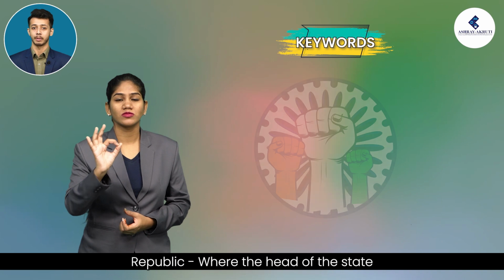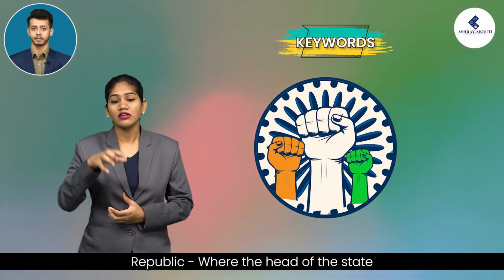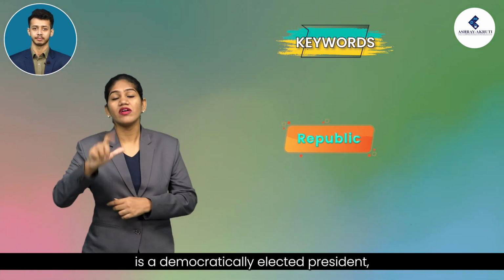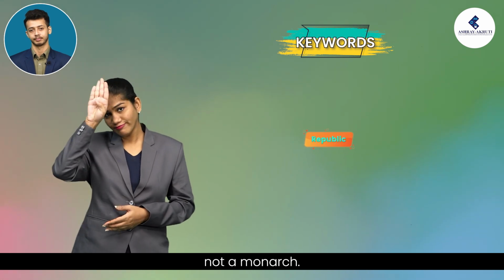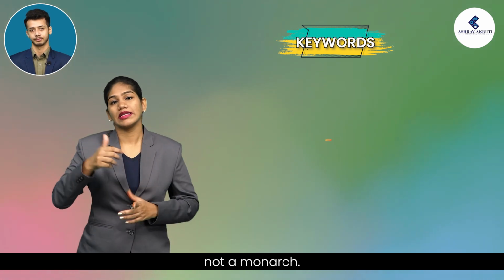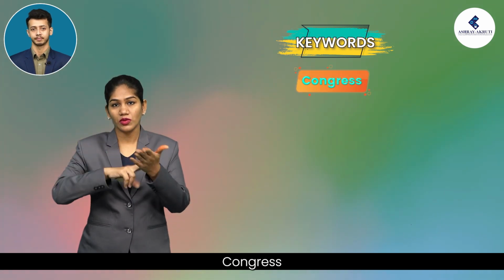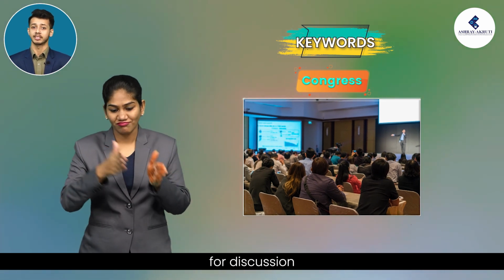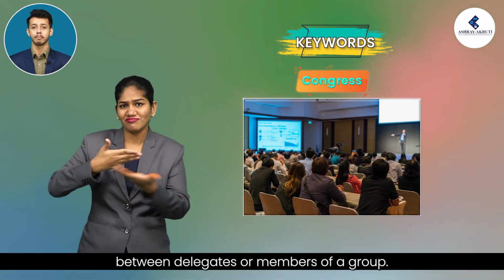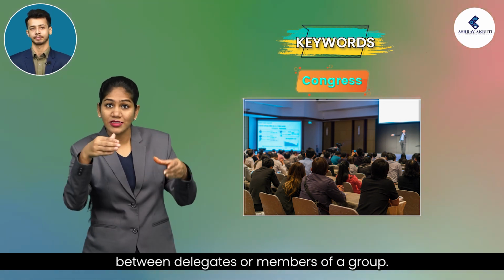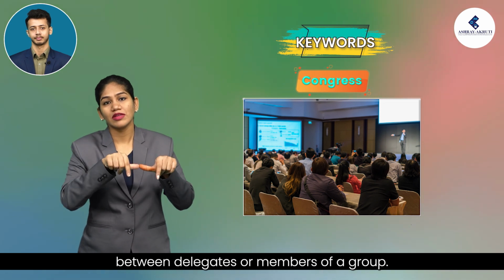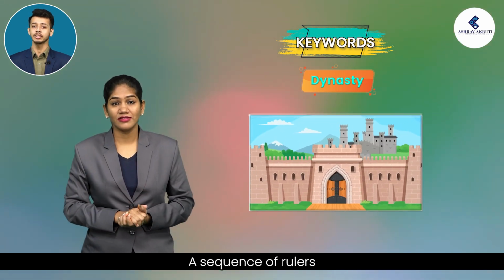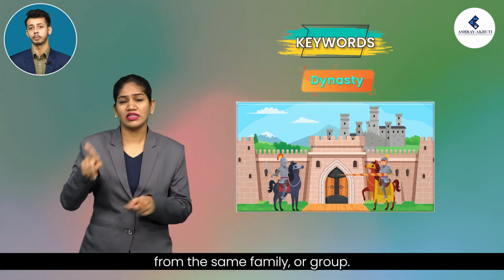Keywords: Republic, where the head of the state is a democratically elected president, not a monarch. Congress, a formal meeting or series of meetings for discussion between delegates or members of a group. Dynasty, a sequence of rulers from the same family or group.